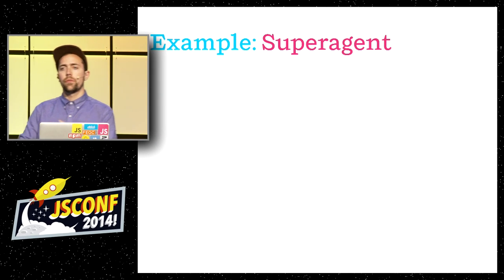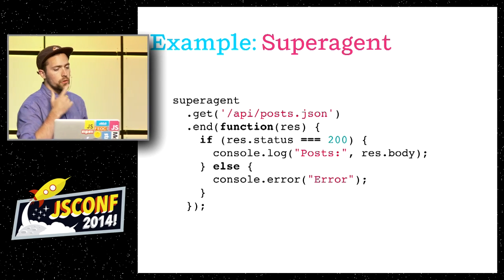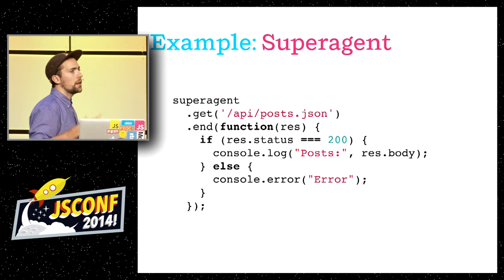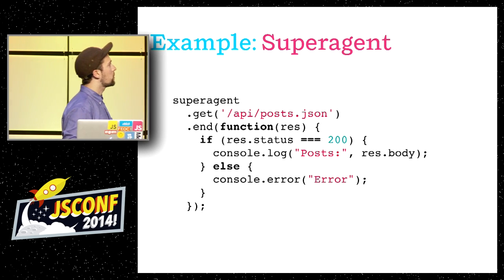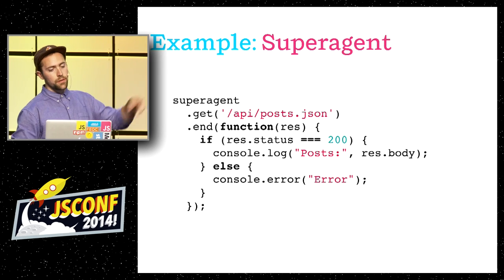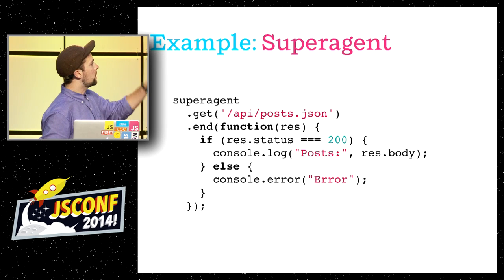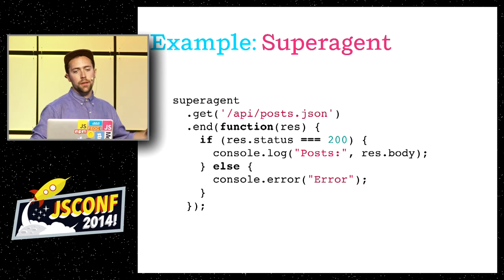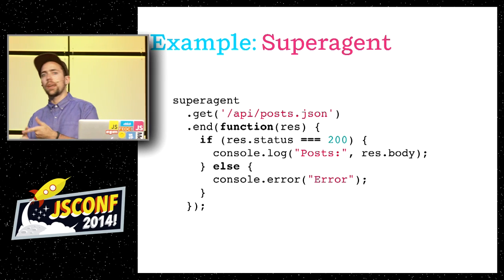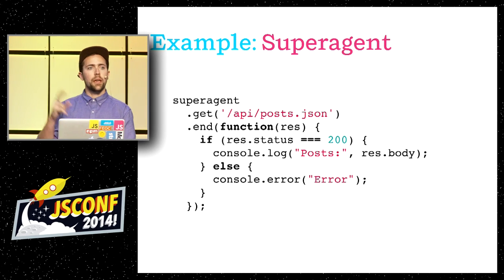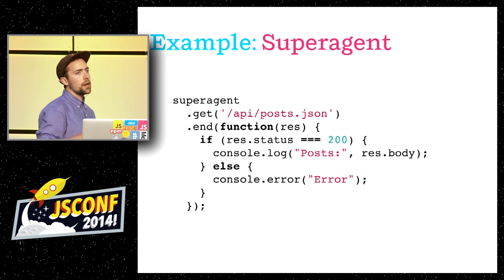A great example of a library like this would be SuperAgent. SuperAgent is an HTTP client library. It lets you make HTTP requests. In this example, we're saying superagent.get, so it's a GET request to some JSON endpoint, and .end, and we pass in a callback, and the callback takes the response. The response has properties like the status code, HTTP headers, the body, all this stuff. And it's great to be able to use the same API on the client and the server.